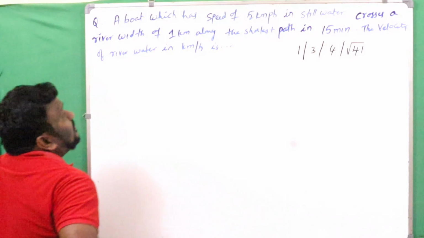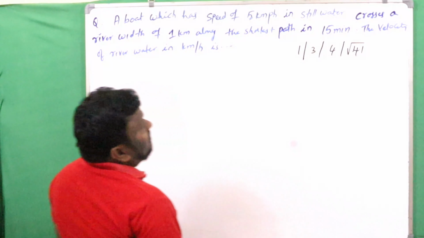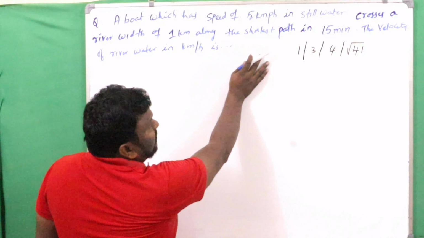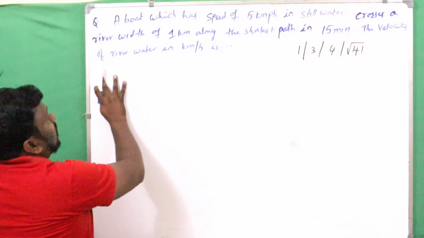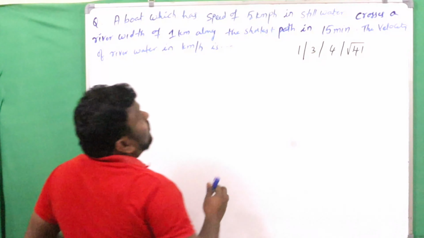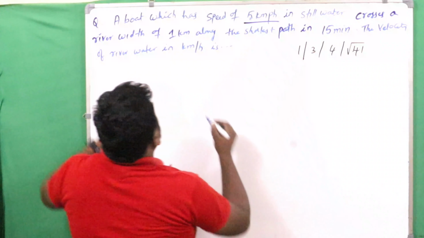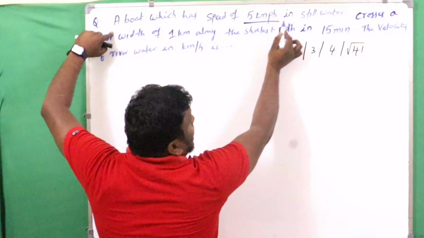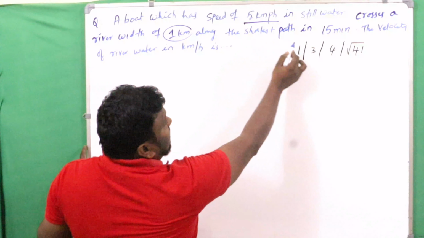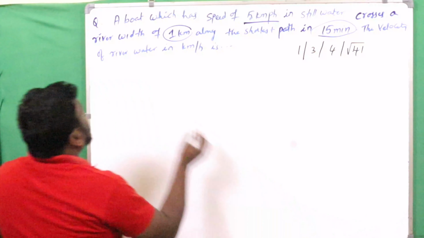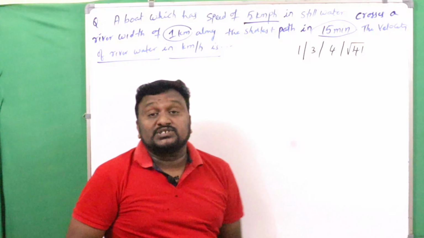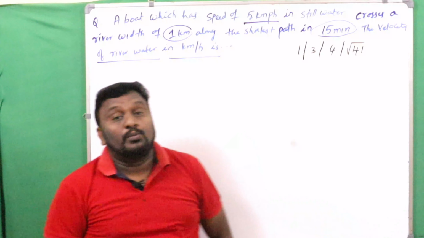A boat which has speed of 5 km per hour in still water crosses a river of width 1 km along the shortest path in 15 minutes. The velocity of river water in km per hour is? We have to find out the velocity of river water in kilometer per hour.